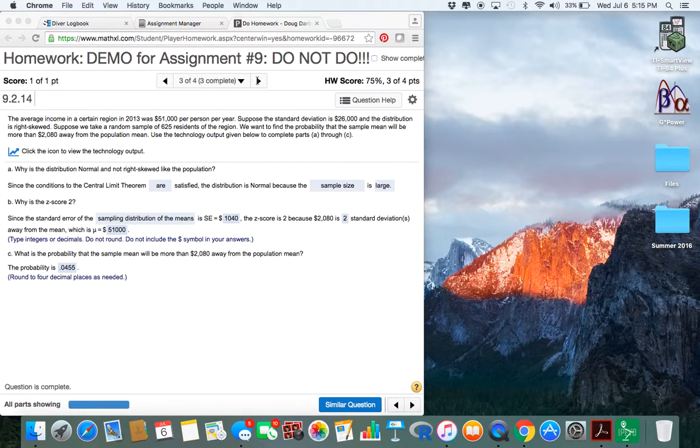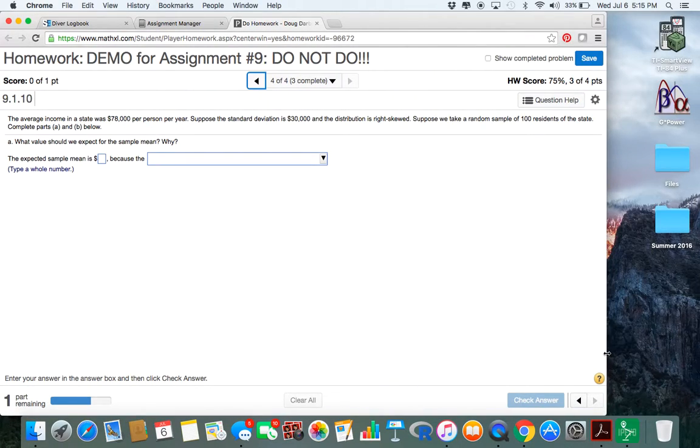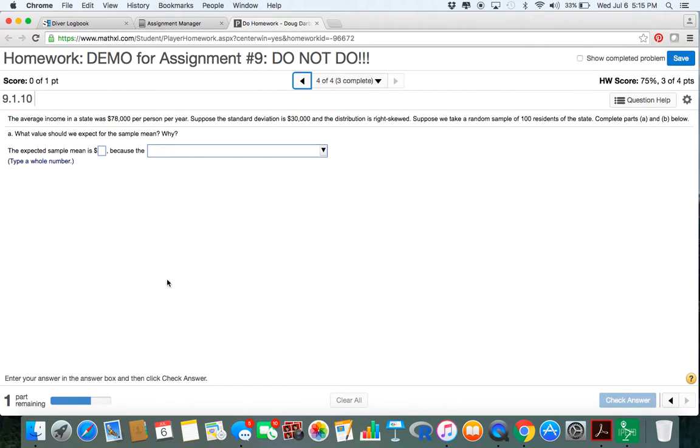Let me see if we've got another problem here. Yeah, we do have another problem, so let's work it before we go on. The average income in a state was 78,000 per year. Suppose the standard deviation is 30,000. Distribution is right skewed, as you would expect for anything dealing with money. Suppose we take a random sample of 100, bigger than 25 or 30, so life is good. We can work this problem. What value should we expect for the sample mean?